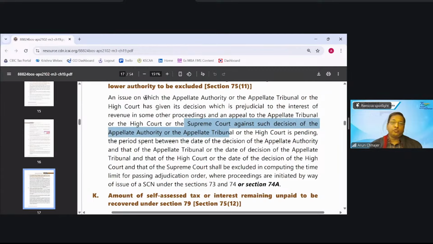तो कोई भी इश्यू जिसके अगेंस्ट में अपीलेट अथॉरिटी, ट्रिब्यूनल, कोर्ट जो कि prejudicial to the interest of the revenue. Revenue का मतलब क्या होता है? What is the meaning of revenue? Interest of revenue means what is the meaning of revenue? Government. Absolutely correct. Government.